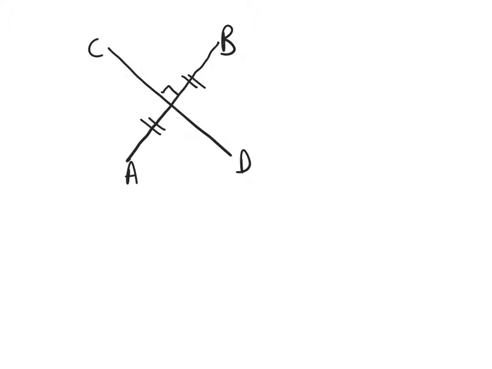Okay, we're going to look at straight lines which are called perpendicular bisectors. A perpendicular bisector is a straight line that cuts another straight line at a right angle and also cuts it in the middle. So if that was the line AB, then the line CD would be a perpendicular bisector to the line AB.